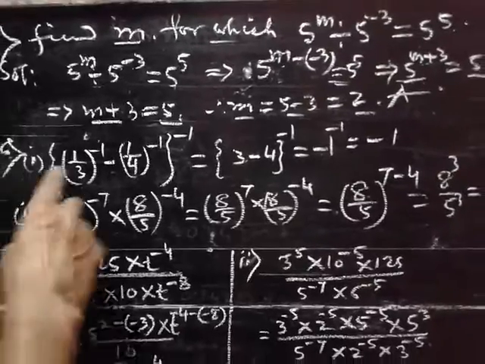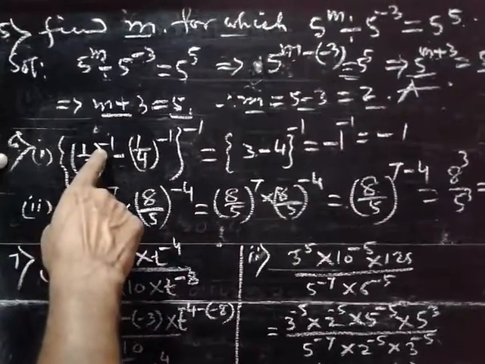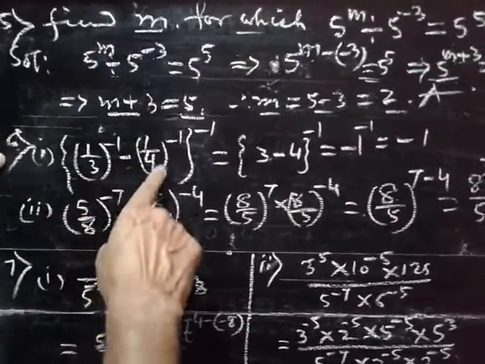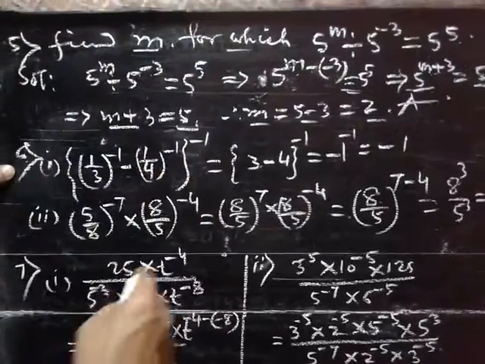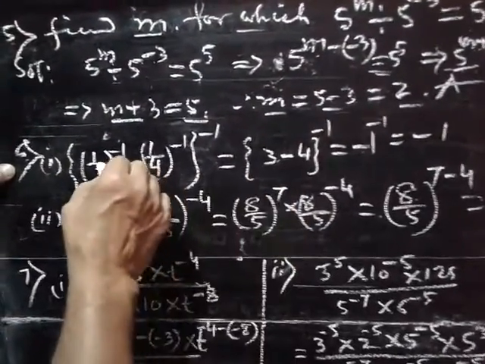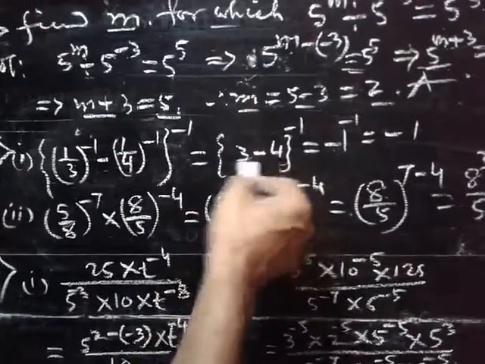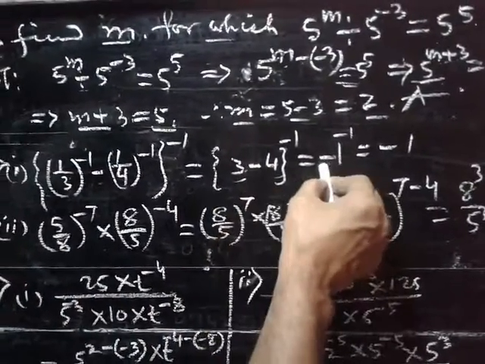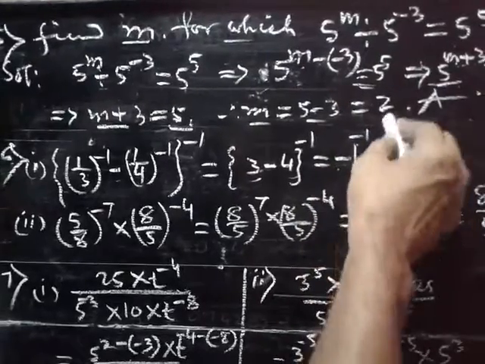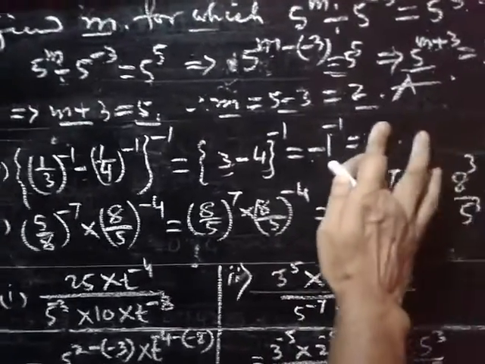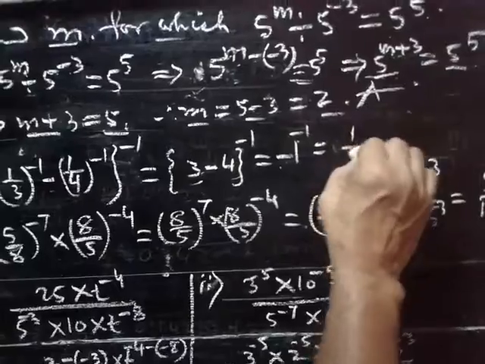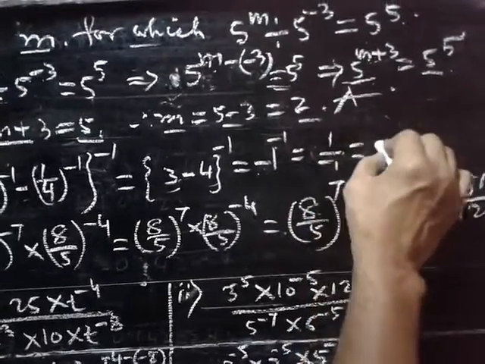Next, number 6: 1 by 3 to the power minus 1 minus 1 by 4 to the power minus 1, whole to the power minus 1. So it has come, see, 1 by 3 to the power minus 1 will be 3, and 1 by 4 to the power minus 1 will be 4. It is actually 3 minus 4, that is minus 1, to the power minus 1. Then 1 by minus 1, this is 1 and this is minus 1.